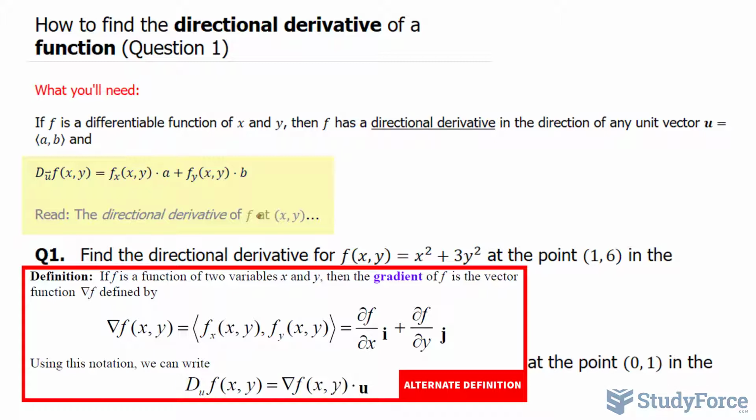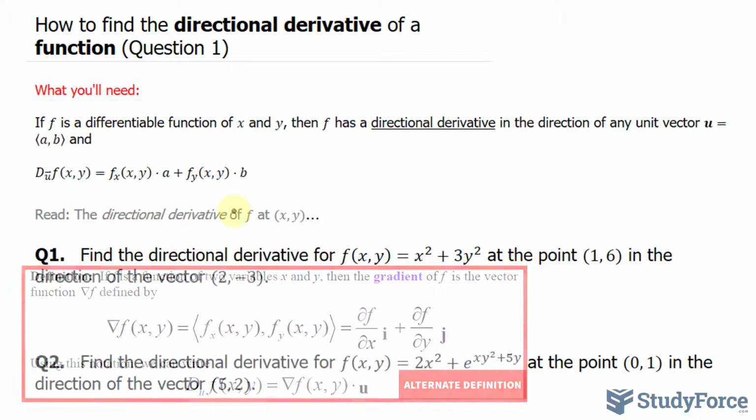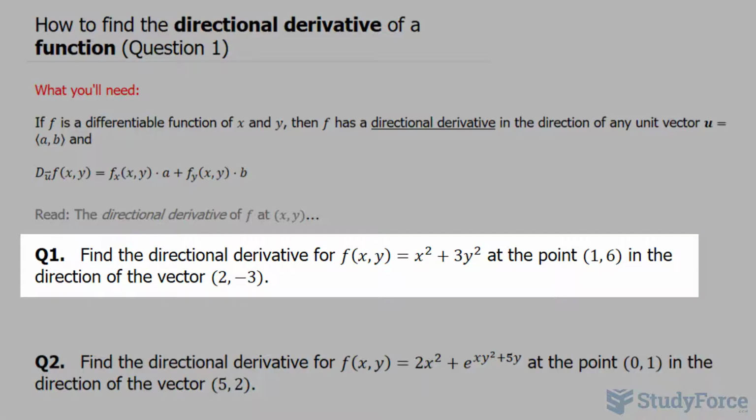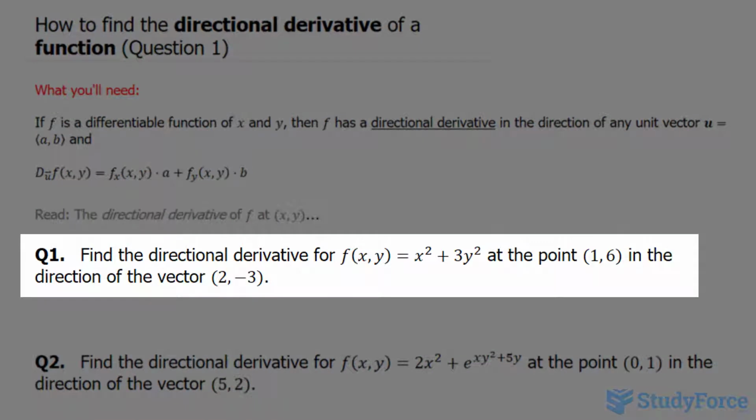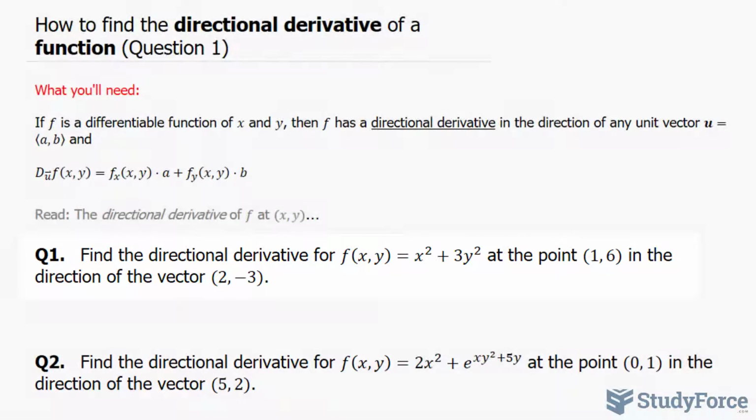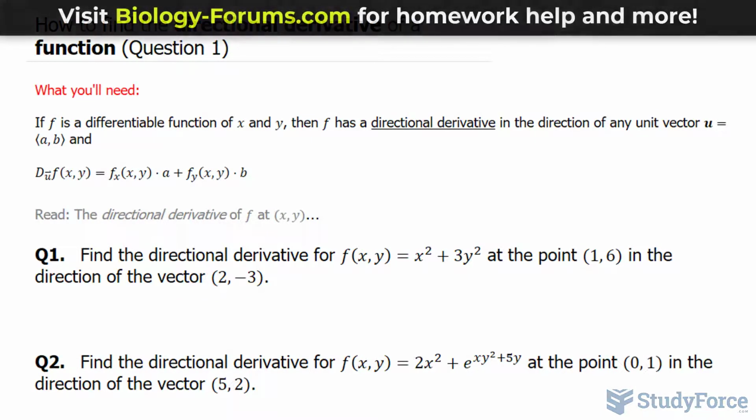where the directional derivative of f at x and y is equal to the partial derivative of f with respect to x evaluated at x and y times a plus the partial derivative of the function with respect to y at x and y times b. And with that being said, the question reads, find the directional derivative of the function x squared plus 3y squared at the point 1 and 6 in the direction of the vector 2 and negative 3.